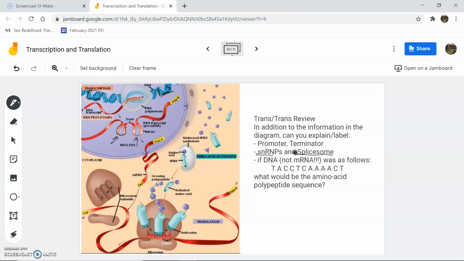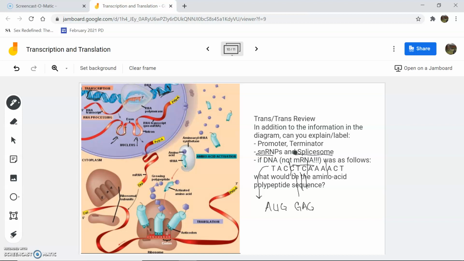And then finally here, the other question that I came up with is, if this DNA, not mRNA, was as follows, what would the amino acid sequence be? What we have to do here first is get this transcribed into mRNA. So I like to do this by just splitting this into codons to begin with, because it just makes things easier for me. So TAC, the complement of that, the mRNA that would come out of that, would pair up here, would be AUG. And then the next codon would be GAG. If you can see, that would be our codon there.